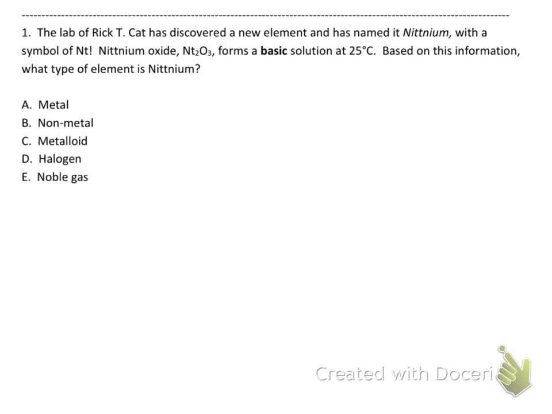So this question: Rick T. Cat, up to his shenanigans, their lab discovered a new element. They've dubbed it nitnium. Nice ring to it. So, nitnium oxide, we're told, forms a basic solution at 25 degrees Celsius, and we want to know what type of element nitnium is. So remember, there is a quick and easy trend you can use for oxides.